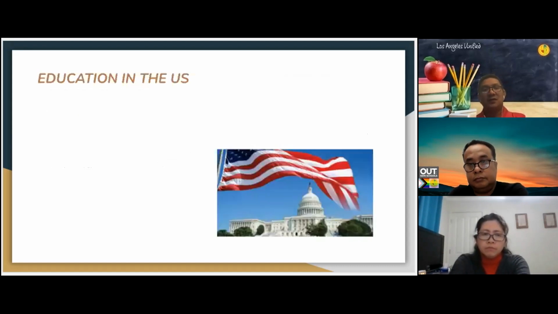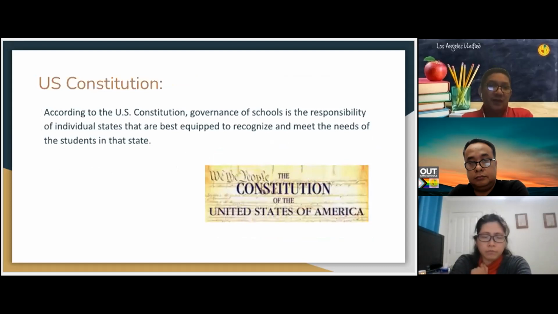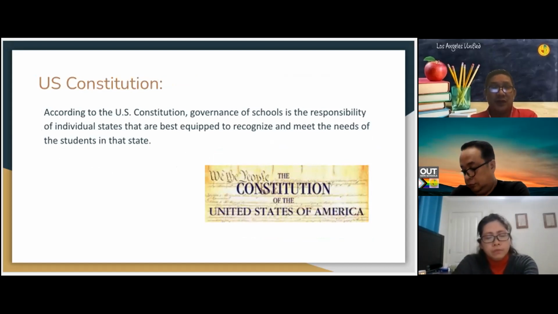Now, what about the sources of funds for education in the United States? US public school funding comes from a variety of sources: 1 is local, 2 is state, and 3 is federal. According to the US Constitution, governance of schools is the responsibility of individual states that are best equipped to recognize and meet the needs of the students in that state.